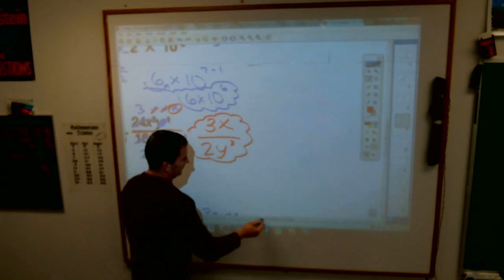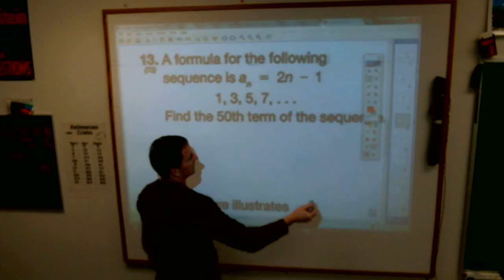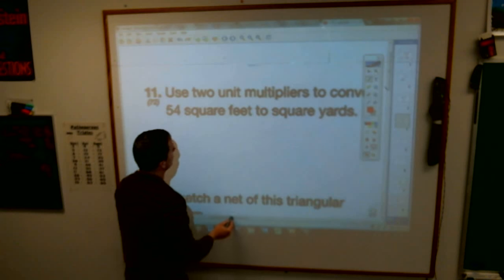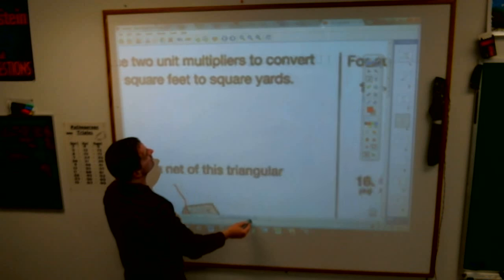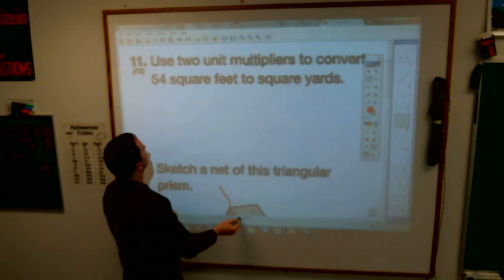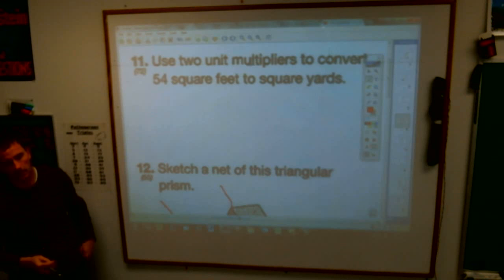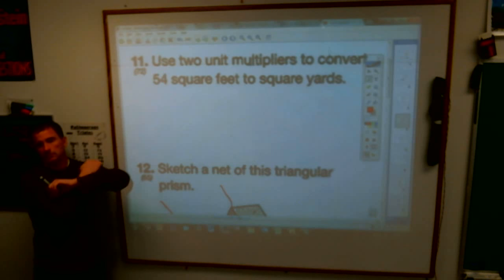Which one is it again? 11, right? All the way on the top. How many unit multipliers do you use to convert 54 square feet to square yards? Anybody, why do I need 2 to do that? Isabel?